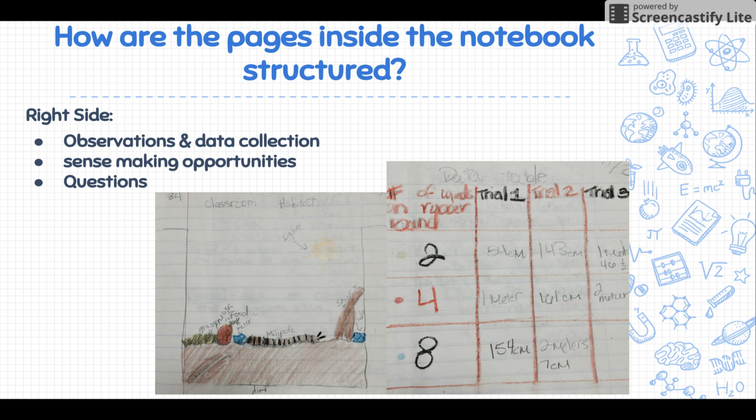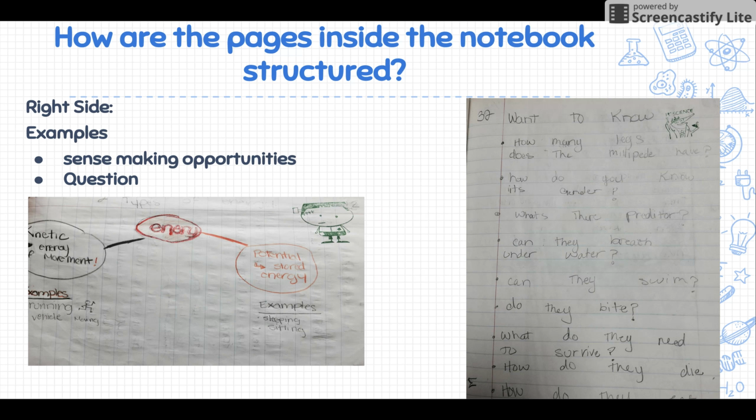On the right side of the notebook, that could be used for a variety of things. Observations and data collection, like you see below. We have a millipede habitat and data about the distance a vehicle traveled. It could be used for sense-making opportunities or a space to wonder where students can write questions. So here's an example of some sense-making with vocabulary, kinetic energy, potential energy, and here's an example of students writing what they want to know about millipedes.